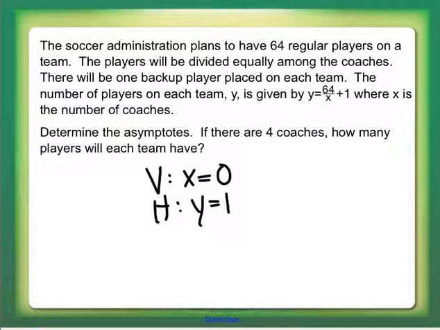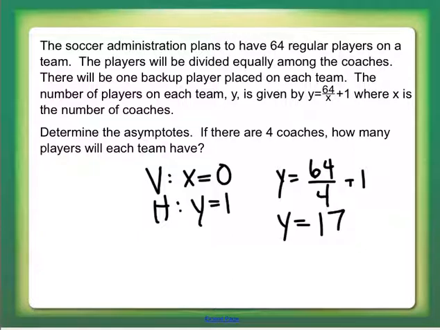And then it asks if there are 4 coaches, how many players will each team have? All right, so if we plug in 4 as our coaches, that means that we're plugging in x as 4. So y equals 64 over 4 plus 1. So we end up with y is equal to 16 plus 1, so 17. All right, there must be 17 players on each team.